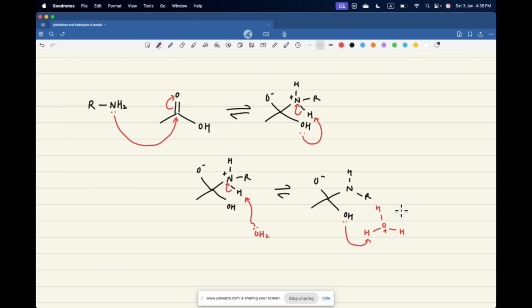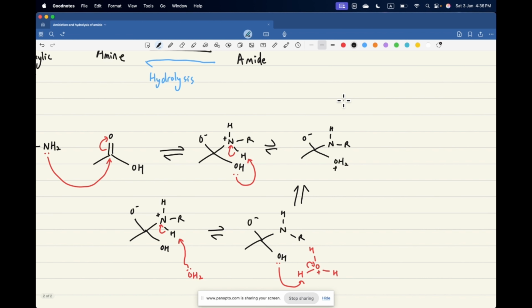So this oxygen is positive, so it will grab the proton, and this electron goes back to the oxygen to form the product, and it looks like this: OH2 with a positive charge. And the final step will occur, which is the removal of H2O. Removal of H2O basically means that this is a good leaving group, so we can reform the double bond between C and O by removing the water molecule. So therefore we'll get the amide.